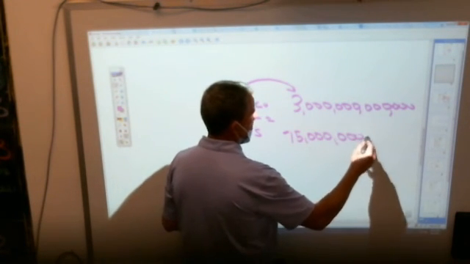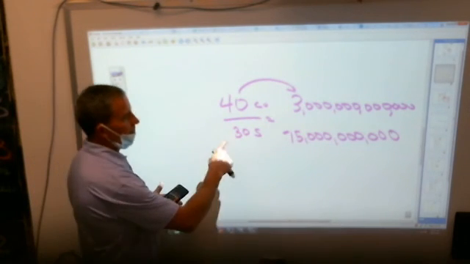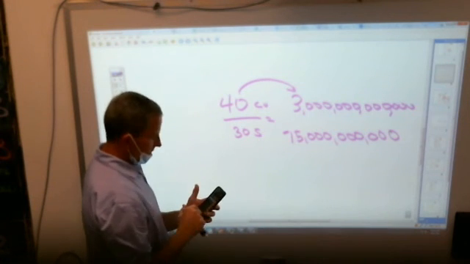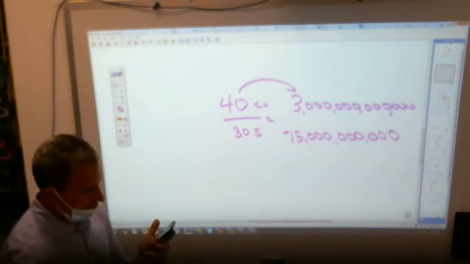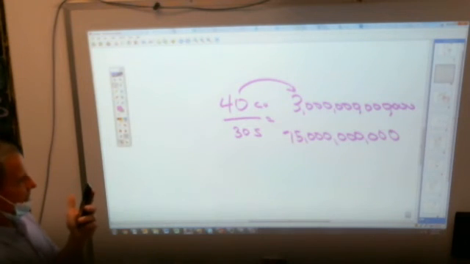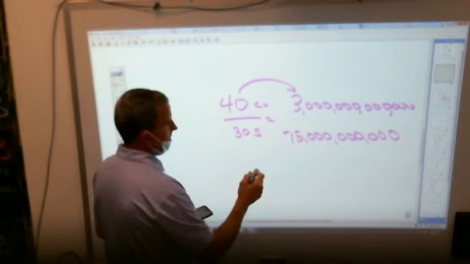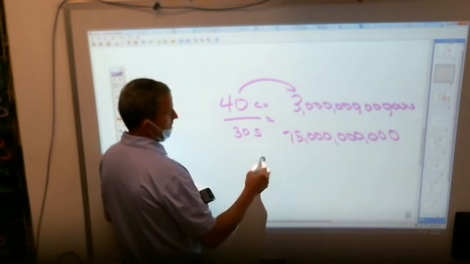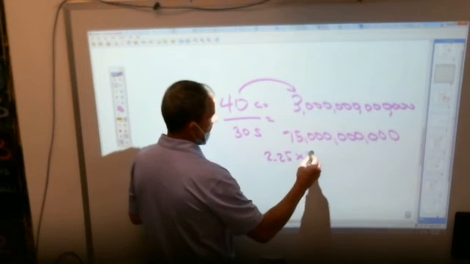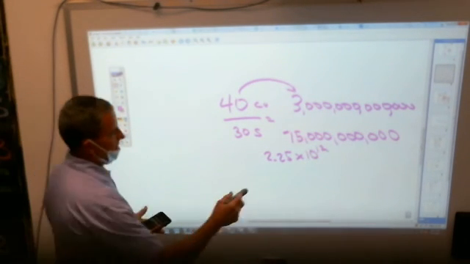So I need to multiply 30 by that to make equal fractions. Ready? Hey Siri, what is 30 times 75 billion? 30 times 75 billion is 2.25 times 10 to the 12th power. All right, so that's how many seconds it would take you to do this.